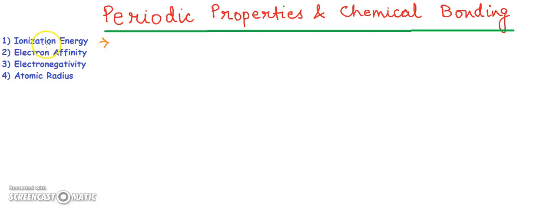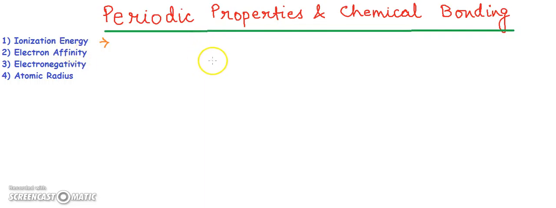This is the minimum amount of energy required to remove an electron from the valence shell of an isolated gaseous atom or cation. Okay, now do you know what is this isolated atom? An isolated atom refers to the atom of an element that is not bonded. So it is the atom present without any bonding with other atoms.